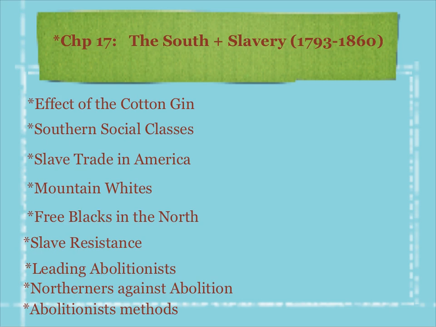Okay, the Southern social classes. On the top, we have the planters. And then we've got other white slave owners, and then the non-slave owning whites, and so on. So you need to know, really study that. A couple of points to make is that the planters had most of the slaves in the South.